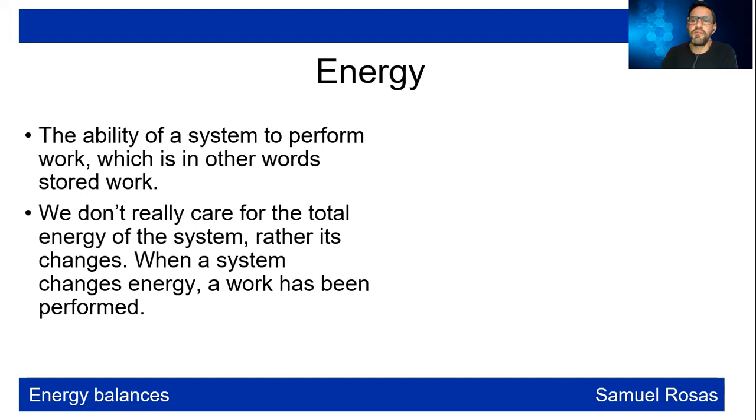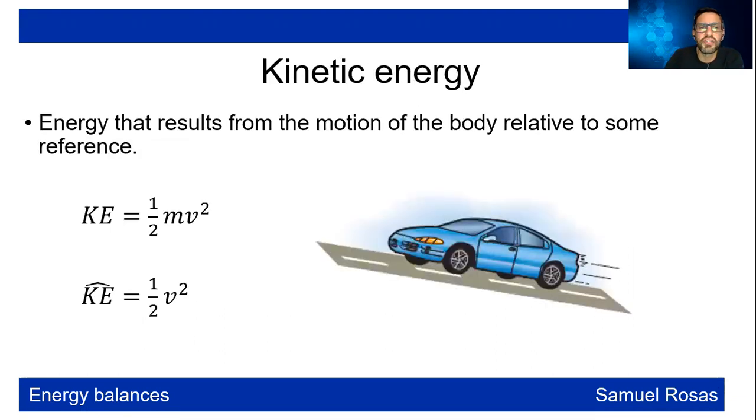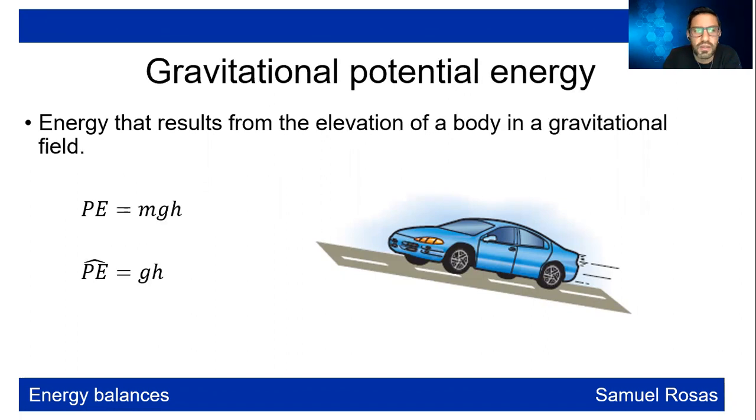You might remember from physics that you have kinetic energy, potential energy such as gravitational, elastic, electric, magnetic, and the internal energy. These were concepts seen in physics previously. The kinetic energy results from the motion of a body and is given as 1/2 mv squared. The specific kinetic energy is 1/2 v squared. This is a car moving, right? And the gravitational potential energy is the energy that results from the elevation of a body in a gravitational field. It's mgh. The specific one is gh.